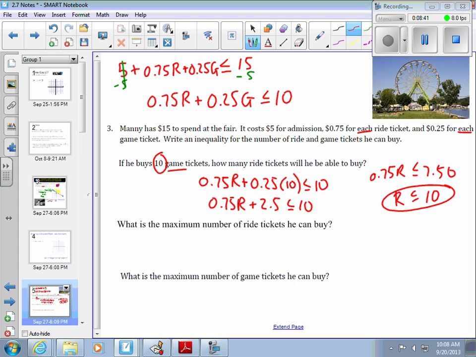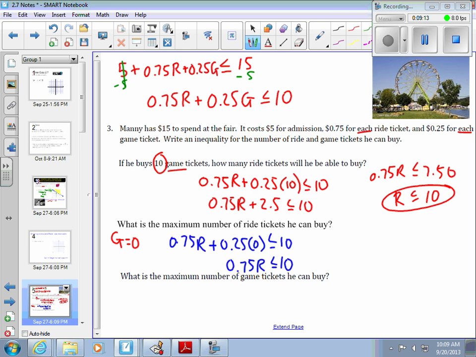How many game tickets should he buy if he wants the maximum number of rides? You don't want to buy any game tickets if you want to see the total number of rides. So on this one, we would plug in 0 for the game ticket. So 75 cents times the number of rides plus 25 cents times 0 game tickets. 0 times anything means he's not going to be spending anything on game tickets. We just want to do it all on rides.